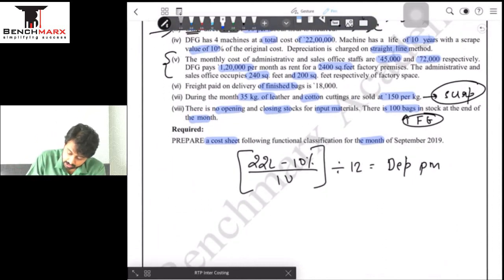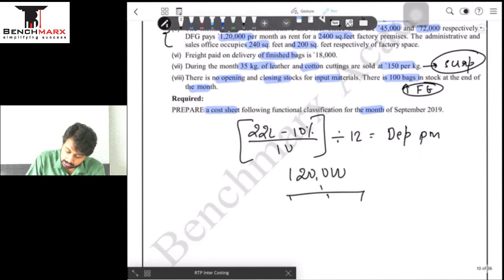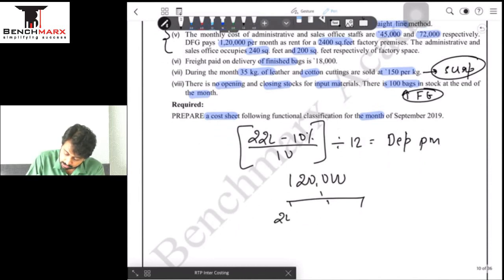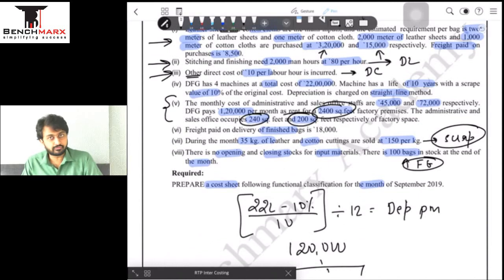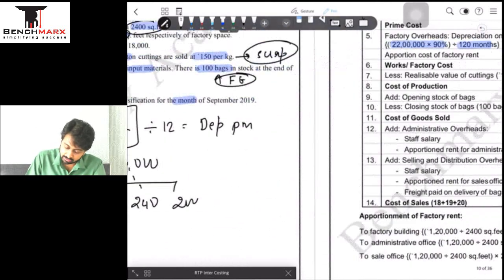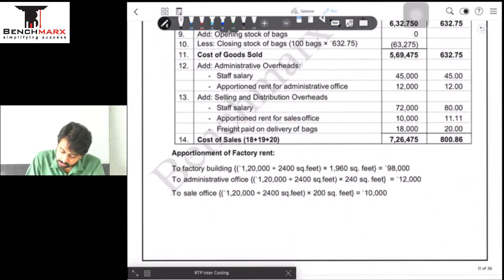So can I say 1,20,000 per month is to be split in the ratio of 2,400 is to 240 and is to 200. ये numbers कहाँ से आ रहा है? यहाँ से आ रहा है. 2,400, 240 and 200. This is my allocation for factory, admin and S&D. That is exactly what they must have done in the working note. It is going in the ratio of factory building.